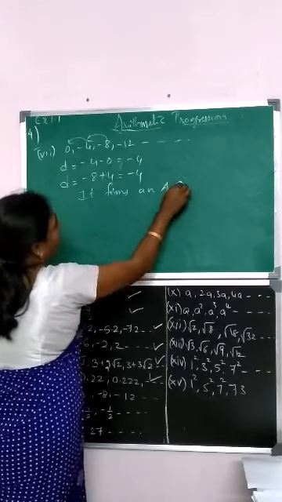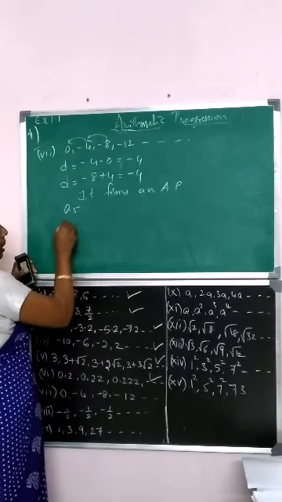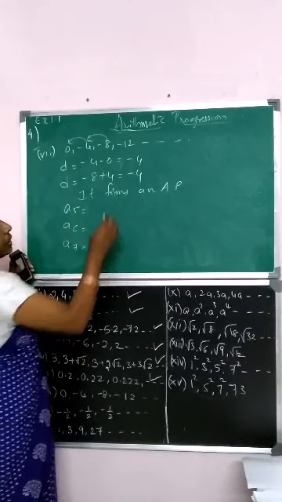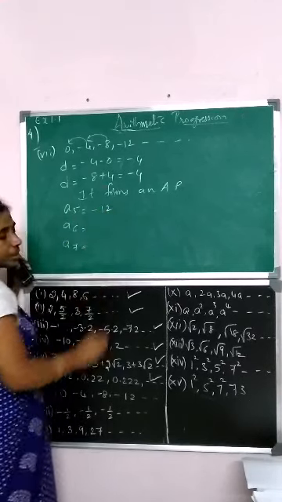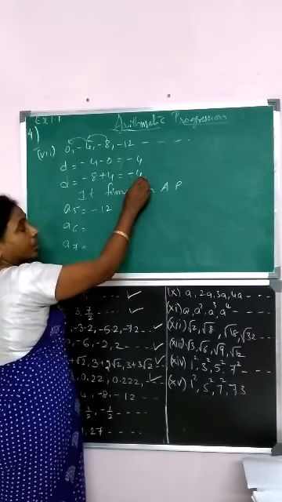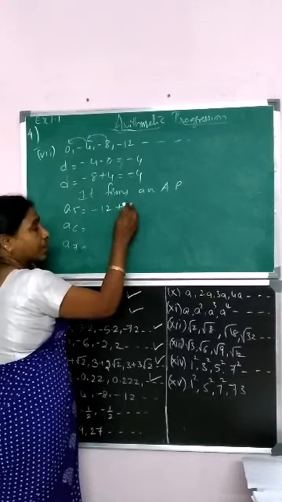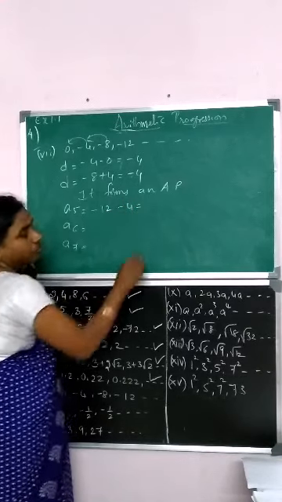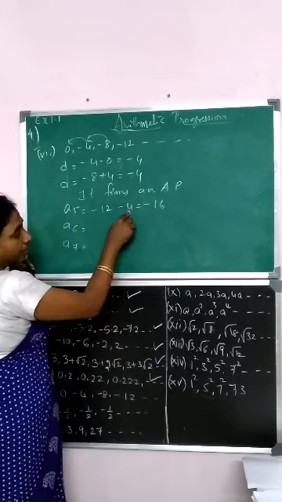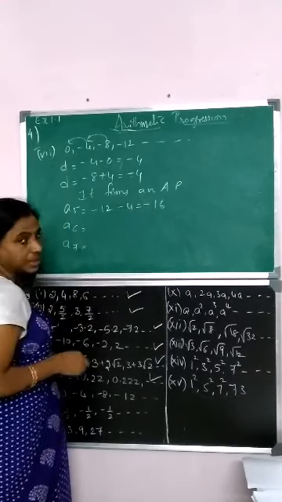So we have to find out A5, A6 and A7. Now A5, for that we have to take A4, which is minus 12, and add this minus 4 to it. Now plus of minus 4 is nothing but minus 4. Both have the same sign, so add them and keep the same sign.